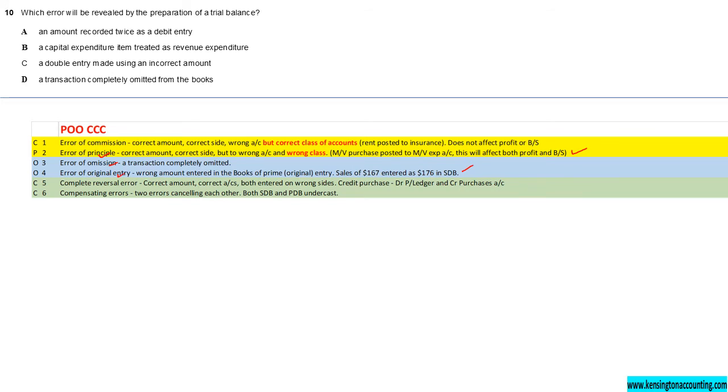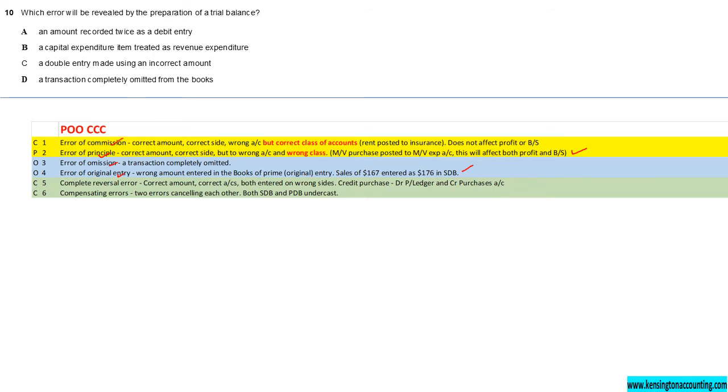The triple C, the first C is error of commission. So it's a correct amount, correct side, wrong account in the correct class of accounts. For example, payment of rent posted to insurance account. This will not affect the profit or balance sheet.